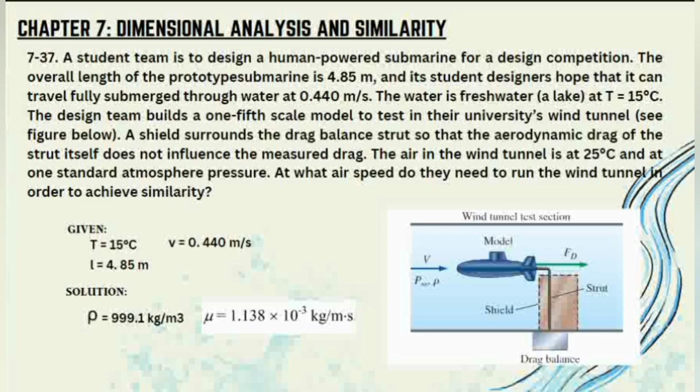In this problem, the given temperature is equal to 15 degrees Celsius. The length is equal to 4.85 meters and the velocity is 0.440 meters per second. For a scale model of a submarine being tested in air, we are to calculate the wind tunnel speed required to achieve similarity with a prototype submarine that moves through water at a given speed.